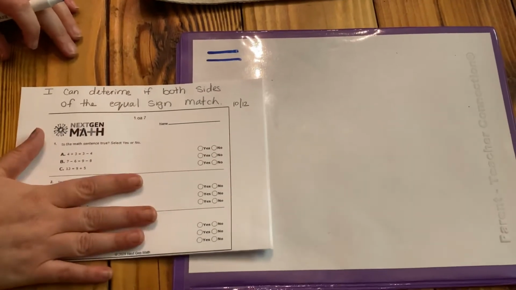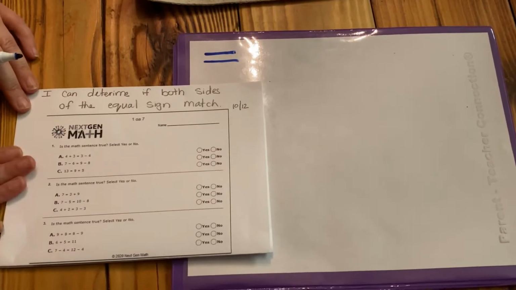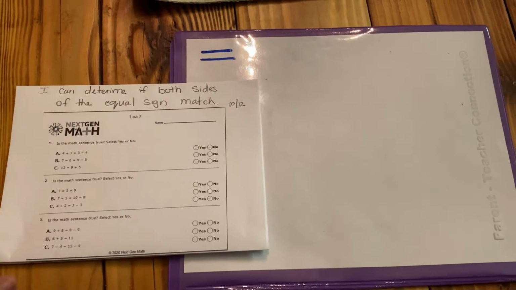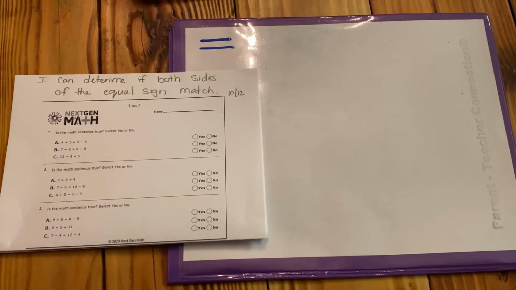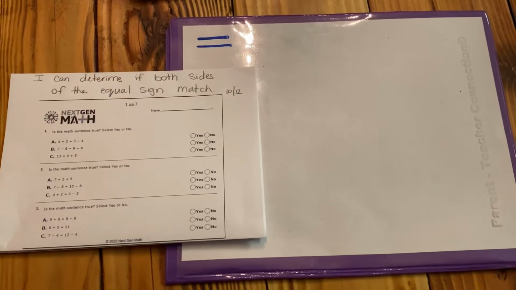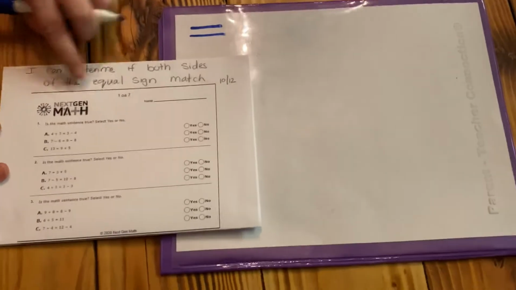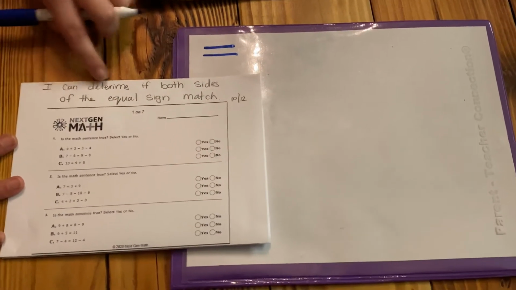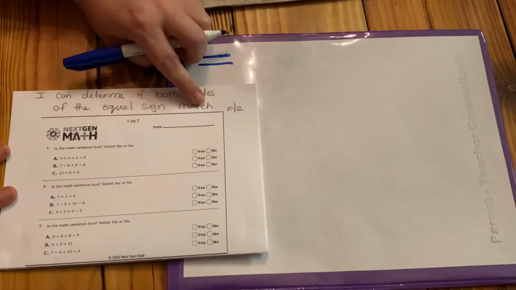So we're going to be practicing with determining if the equation on both sides of the equal sign are in fact the same. So we're going to be determining if things match or don't. So I can determine if both sides of the equal sign match. Read that with me again. I can determine if both sides of the equal sign match.